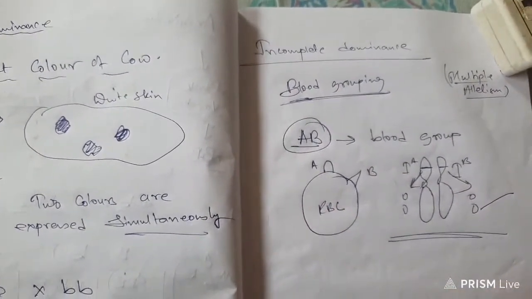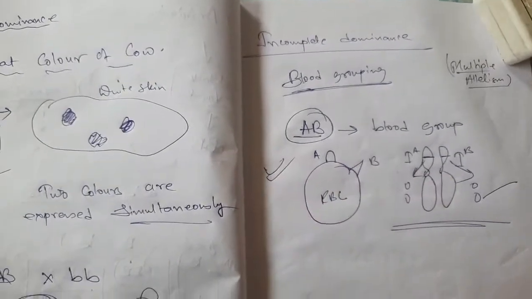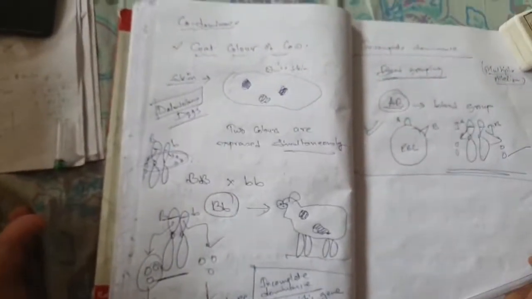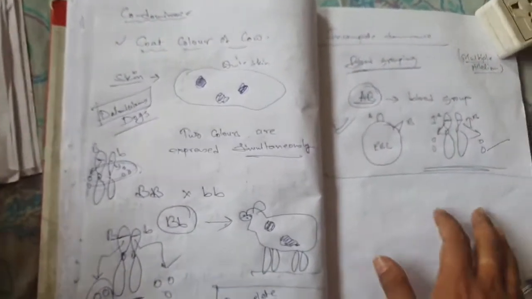That is codominance. The AB blood group is also an example of codominance. So I hope that understanding codominance was not very difficult for you, and you have well understood the things.